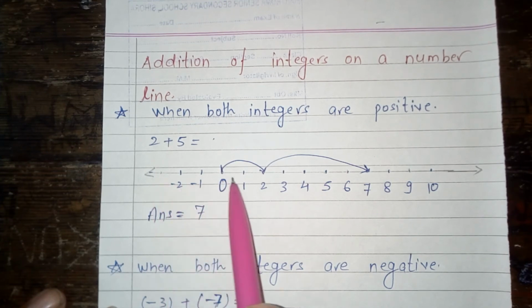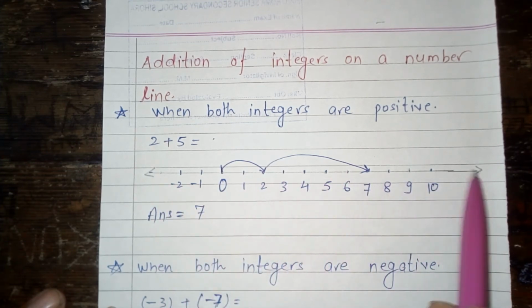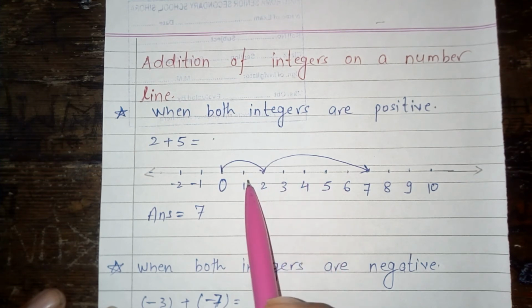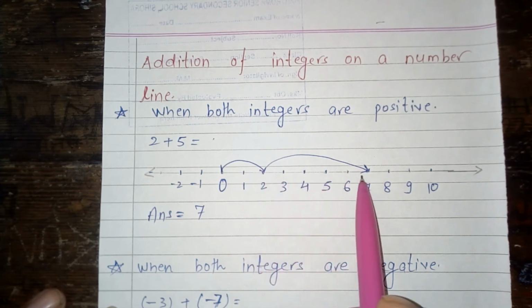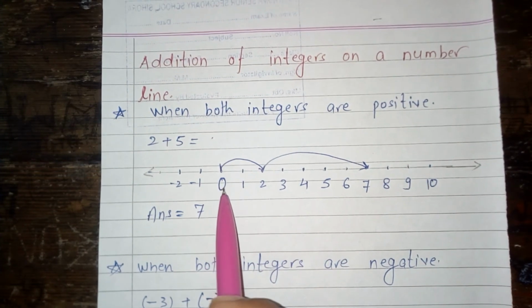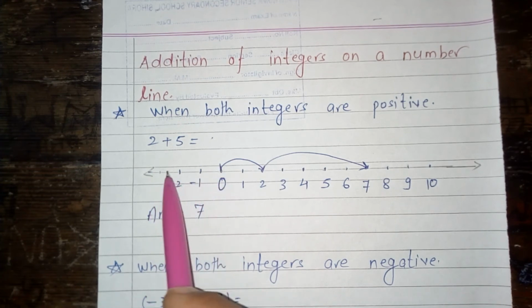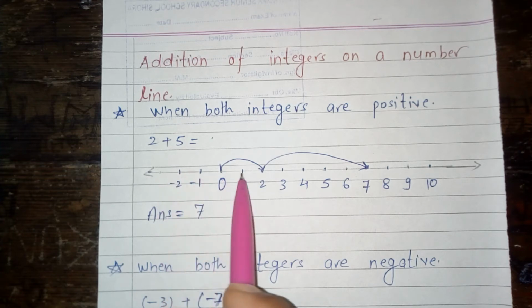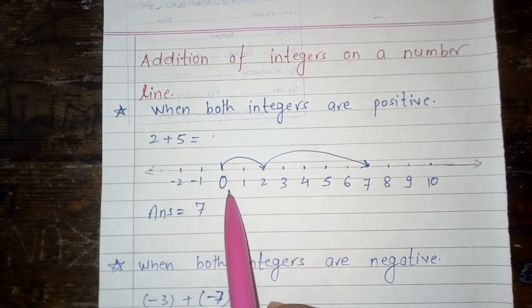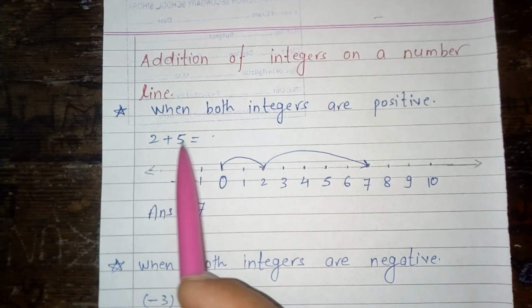First you will make one number line, and after making the number line, we will make marks at equal distance. Okay, then after that what will you do? You know very well, left side of 0 we will always take negative integers and right side of 0 we will always take positive integers. So in this question we will find 2 plus 5.